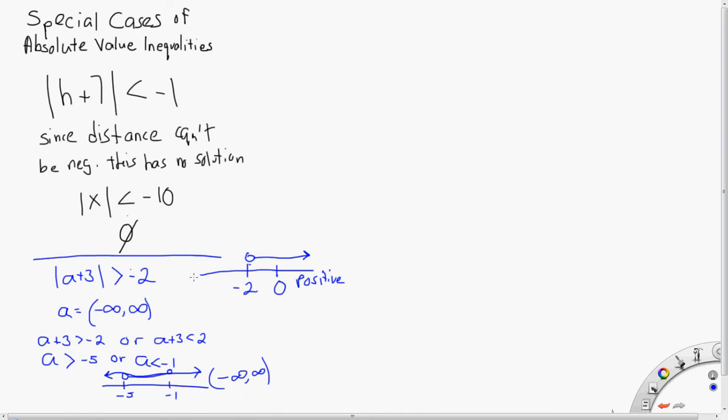Let's go ahead and just pick a number. Negative 10. Negative 10 plus 3 is negative 7. Absolute value of negative 7 is 7. 7 is greater than negative 2. Pick another number, and this will solve this. So all distances are greater than negative 2.